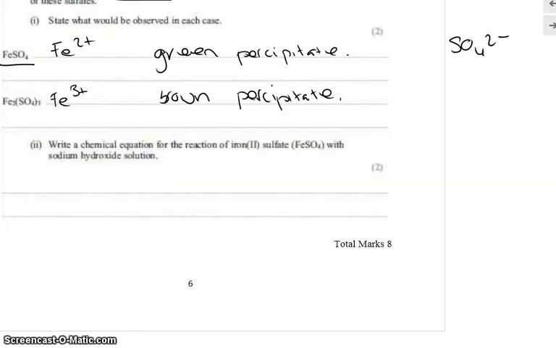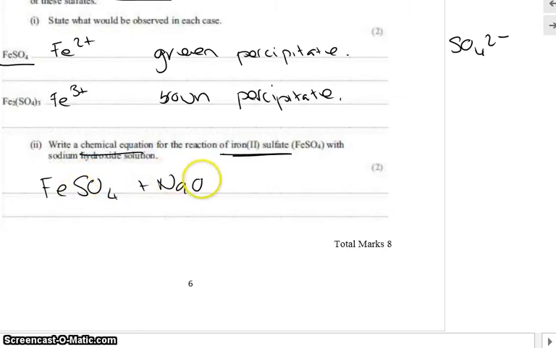Okay. So the next question is to write a chemical equation for the reaction of iron 2 sulfate with sodium hydroxide solution. Okay, so you're given your reactants here, so that's FeSO4 plus NaOH, and you need to say what the products are. So the products of our reaction are the iron hydroxide, so that's an iron 2 hydroxide, so Fe2+ and OH-, so that's Fe(OH)2. That's responsible for the green precipitate, the iron hydroxide. The brown precipitate is the iron 3 hydroxide in the previous question.